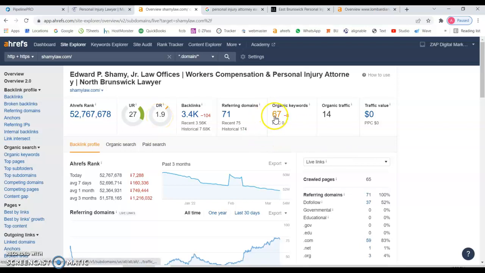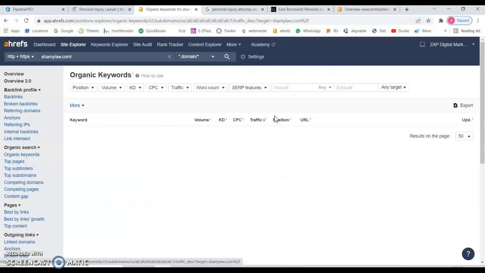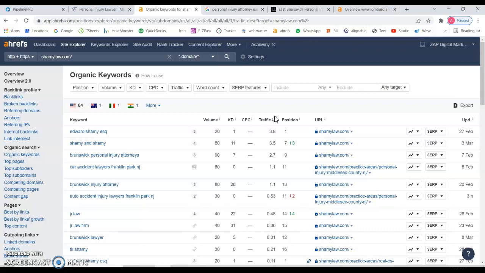So let's take a look and see what keywords you are being found for, the volume that they have, and how much traffic you're getting for that. So this is probably one of the branding names that you have, but not really relevant if you want to find people that are looking for personal injury attorneys, for example. This one over here is a little broader, I can say, because there are a lot of Brunswicks in the United States, so this can be a little bit misleading.